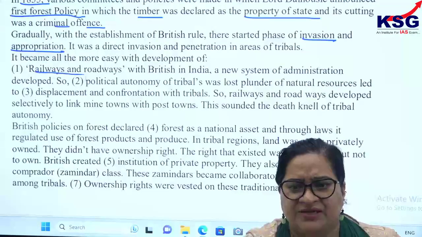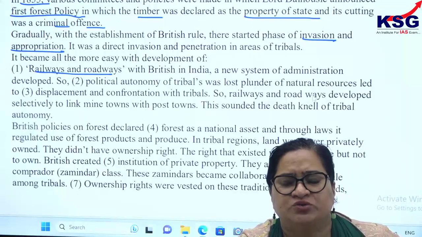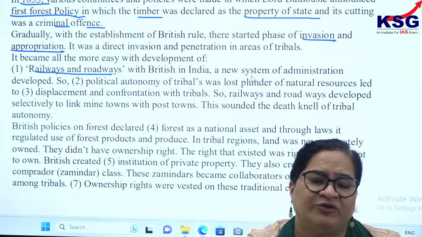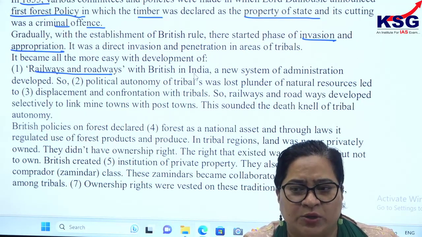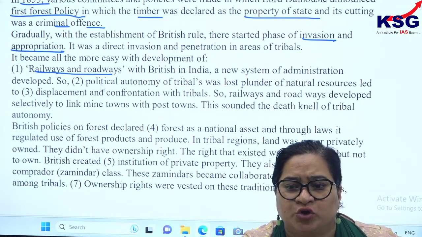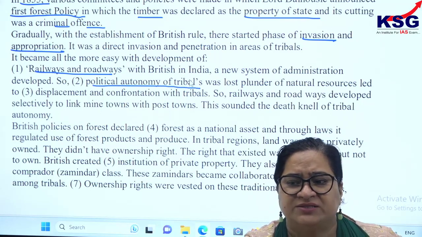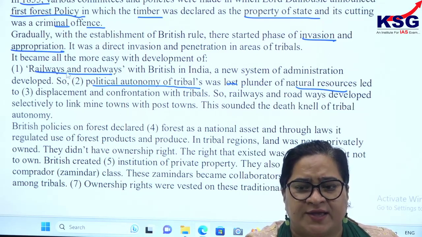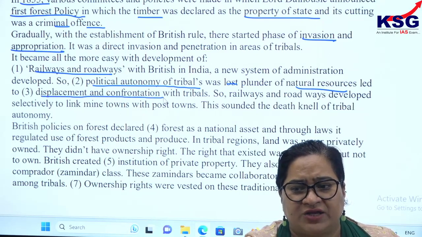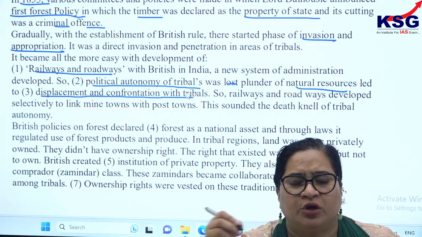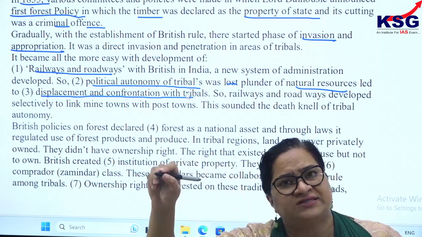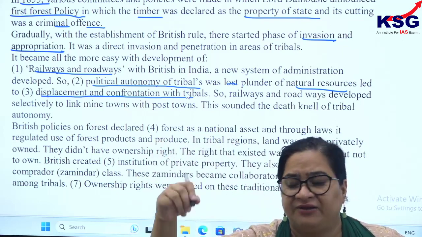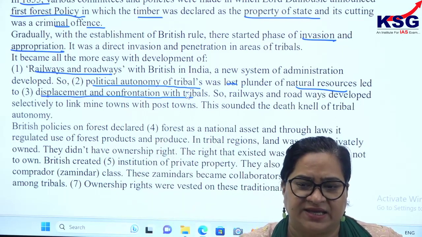It is through railways and roadways that a new system of administration came into existence, which challenged the tribal way of life, and the tribal methods of regulation and administration. You can talk about the political autonomy of tribals, which was lost. We can also see there was plunder of natural resources. There was displacement and confrontation with tribals, because of which tribal autonomy was contested, and a lot of tribal protests took place in different parts of India.